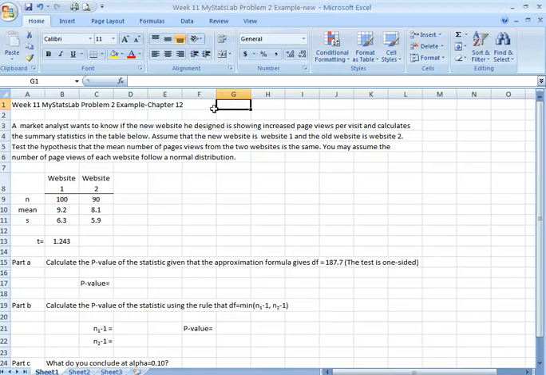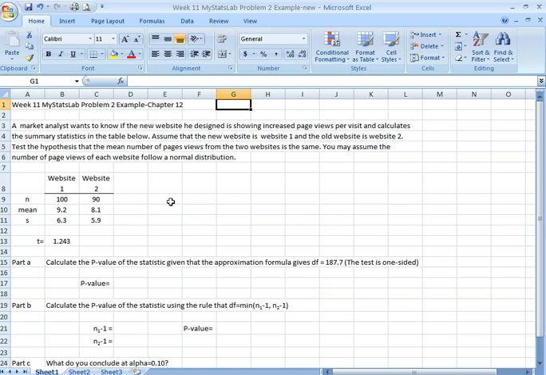Well, guys, here it is. This is week 11. Woohoo! MyStatsLab problem 2 example. We're almost done. Almost there. Let's get it over with. In our problem 2 from MyStatsLab in week 11.